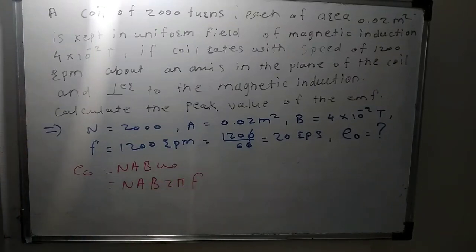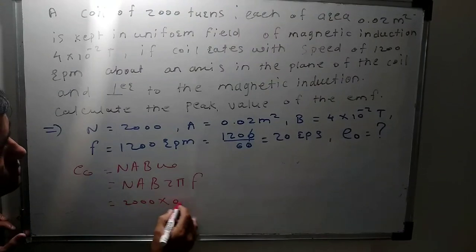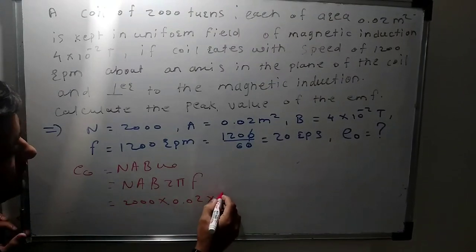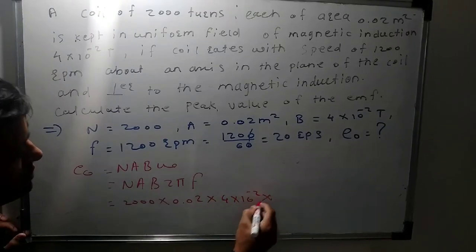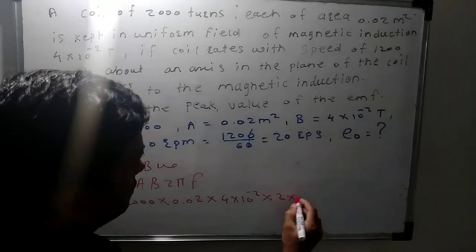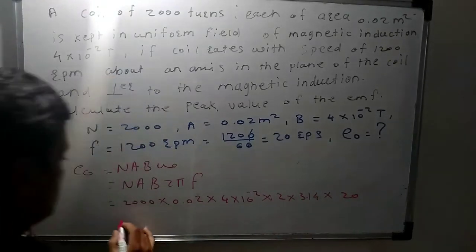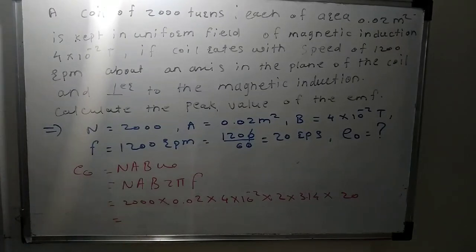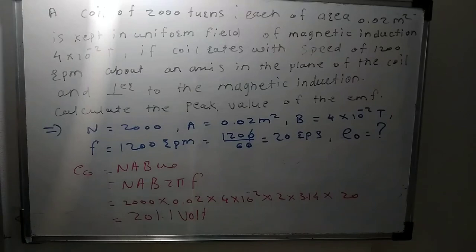If you put the values of the given terms, then it is 2000 into 0.02 into the value of B, which is 4 into 10 raised to minus 2, into 2 into 3.14 into 20. If we solve the terms present in this numerical, then the final value we get is 201.1 volt. So this is about the numerical.